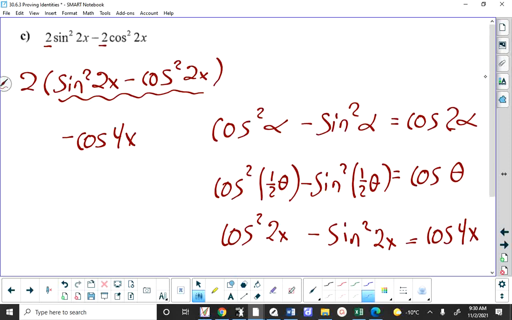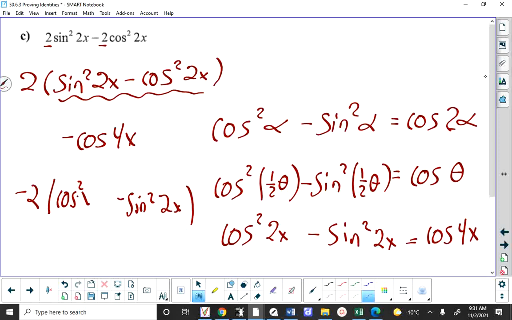Looking at this, I mean, you may not. The tricky thing is you have to understand, first of all, that cos squared of 2x minus sine squared of 2x is cosine of 4x. How many of you don't see that immediately? Because what you could do is you could factor out, instead of a 2, you could factor out a negative 2, couldn't you? And then what the sine squared of 2x becomes is minus sine squared of 2x, and what the negative cos squared of 2x becomes is positive cos squared of 2x.